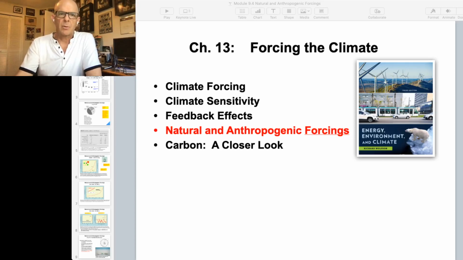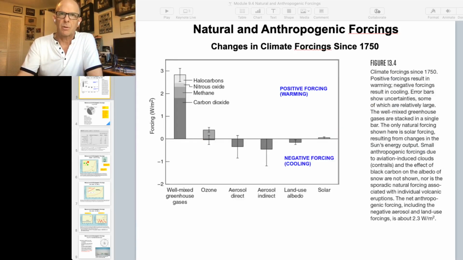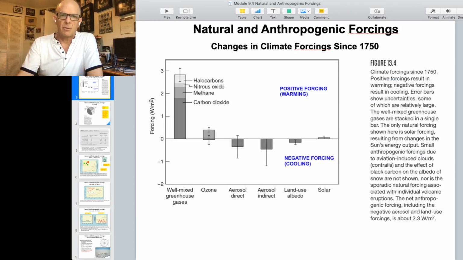So now that we've explained what a forcing is and the kinds of responses that can produce, what are the actual forcings on the Earth's climate? What are the natural forcings and what are the forcings as a result of human activity? So this figure illustrates 6 different forcings on the Earth's climate, left to right, and the magnitude of those is in watts per square meter.